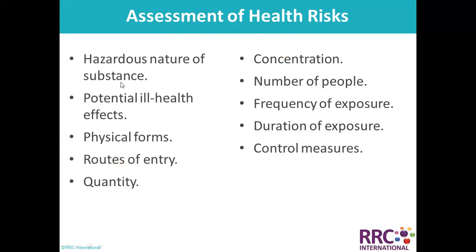Now, the key points are the hazardous nature of substances, potential ill health effects, physical forms, routes of entry, quantity is important, and concentration, like the concentration of H2S, what is the ppm level, the concentration of carbon monoxide or ammonia or methane, how much is available in the air, especially in confined spaces, especially in restricted areas, or the number of people who could be affected because of that terrible concentration, or frequency of exposure and duration of exposure, control measures. So these are further steps to make sure that we have a capable system to assess the health risk and to put effective controls in place.